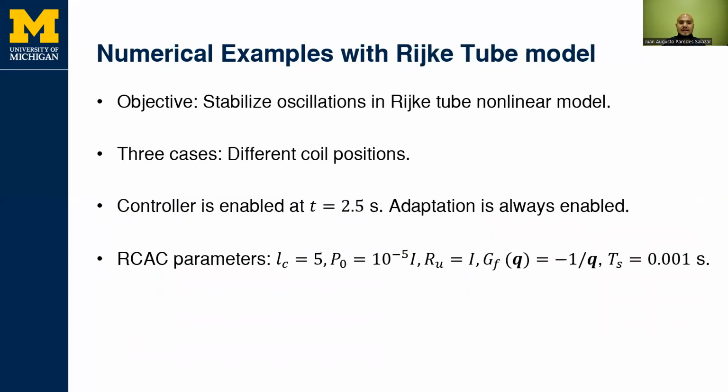In the following numerical examples, the objective will be to stabilize the oscillations in the Rijke Tube nonlinear model. We'll consider 3 cases in which the coil will be placed in different positions. The controller will be enabled at about 2.5 seconds from the start of the simulation to wait until an oscillation forms within the model output. Adaptation is always enabled, and the RCAC parameters shown at the bottom of the slides are kept constant throughout all of these examples.